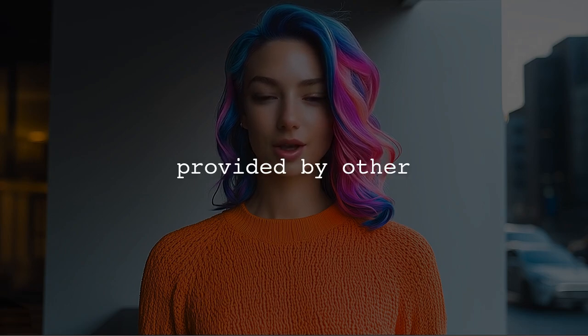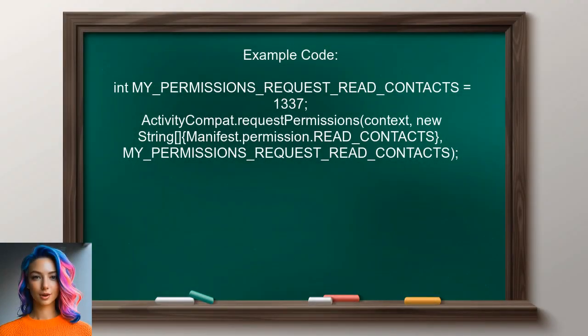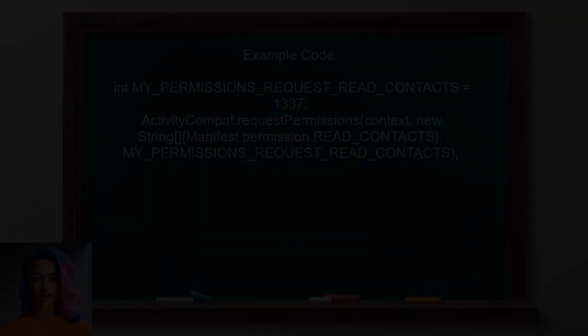Now, let's look at the answers provided by other users. An alternative approach shared by another user suggests that you can use any integer value as a request code for permissions. This allows you to differentiate between various permission requests in the onRequestPermissionsResult handler. In their example, they define a constant variable for the request code, like MY_PERMISSIONS_REQUEST_READ_CONTACTS, which can be set to any integer, such as 1337. This is how you would request permissions.